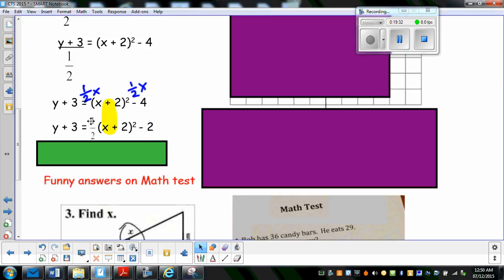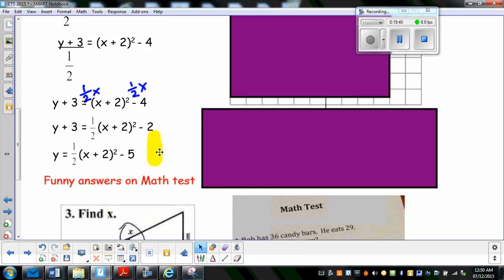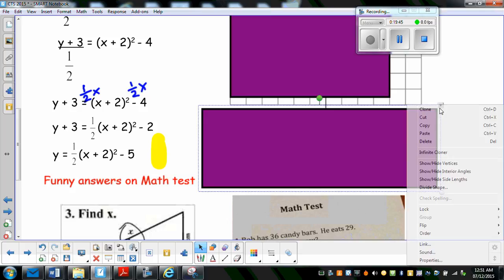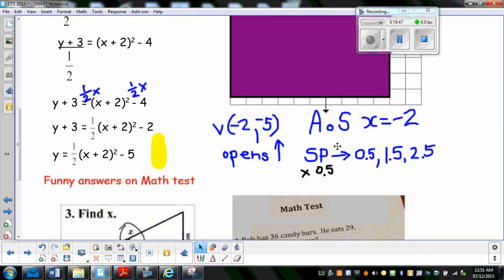And then I bring this 3 over. The 3 is going to change to a negative 3. And when I put it together with the negative 2, I get negative 5 on the end. Okay, so for this one here, the vertex, remember we changed the sign of the number in the bracket, so it's -2, -5. The axis of symmetry comes from the vertex at x equals -2. This one opens up, that's a positive.